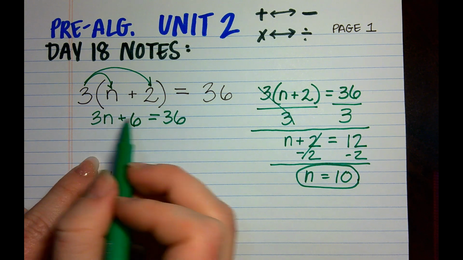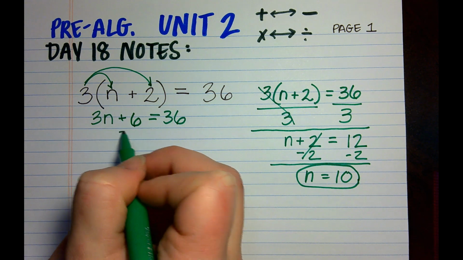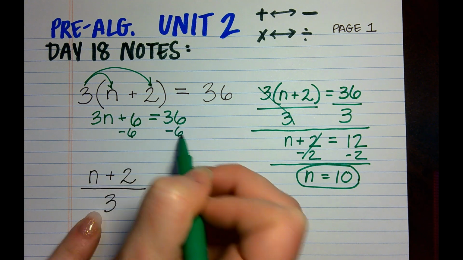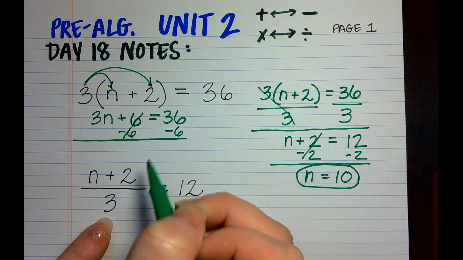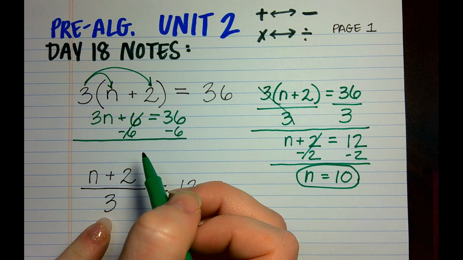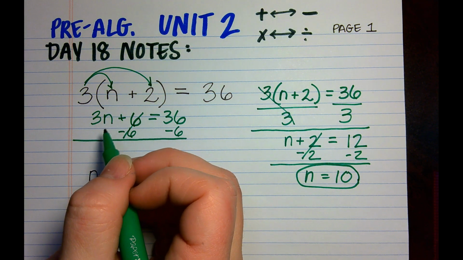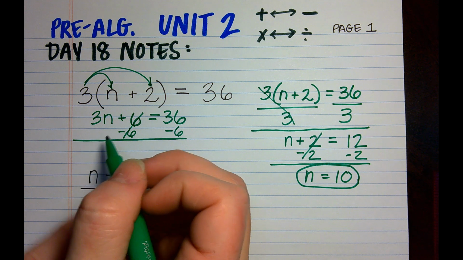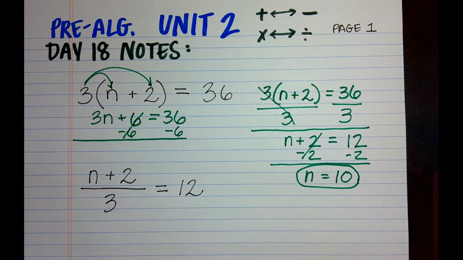But if you are more comfortable with distribution, that works too. Because now we have 3n plus 6 equals 36. We would subtract 6 from both sides. See, I keep wanting to subtract 3. I do not know why. Because the 3 is with the n, it can't be.